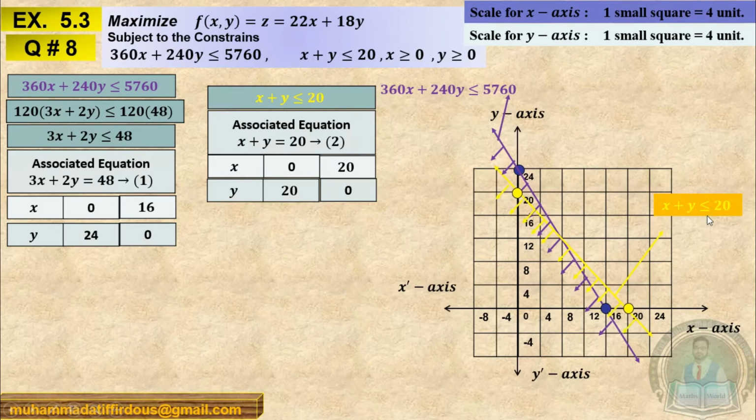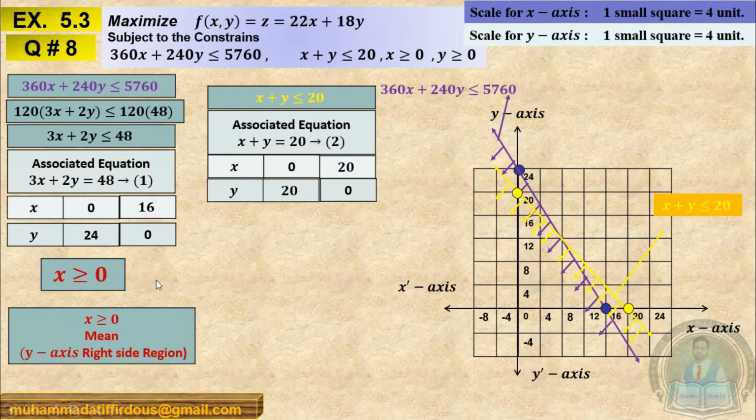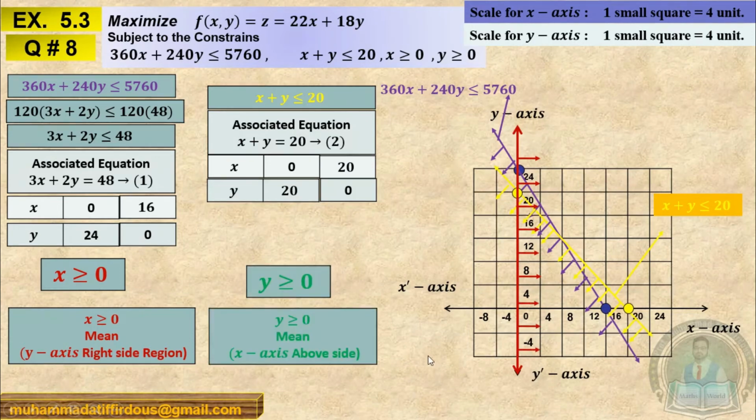Okay. And the third condition is x is greater than 0, meaning we are talking about the y-axis. This is your y-axis and the positive side is the right hand side of this y-axis. I think it's easier for you now. And lastly, we have y is greater than 0, meaning we are talking about the x-axis and the positive side is above this green line.